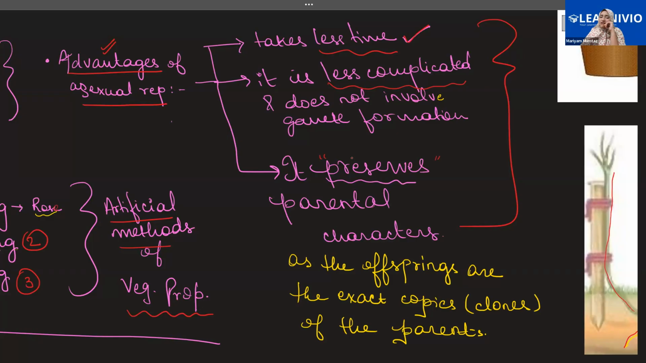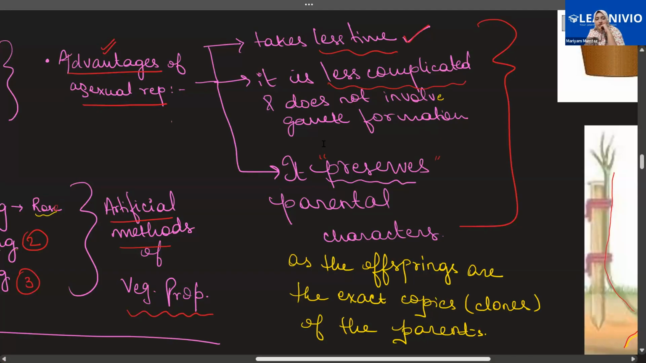Clear? But in the case of sexual reproduction, it will take more time. It is more complicated, gamete formation is involved, and it creates variation, meaning new characters are introduced. That is why sexual reproduction is advantageous over asexual. If someone asks you which type of reproduction is better, you'd say sexual reproduction. Clear? But again, asexual reproduction has its own perks also. Any doubts in asexual reproduction, students?